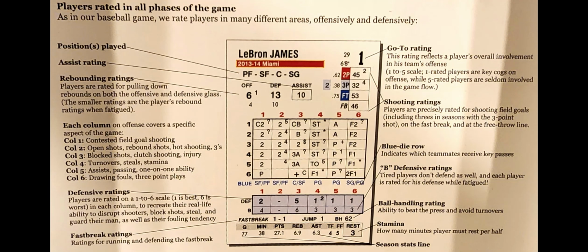So there's a go-to rating, obviously, at the top. You got your grid. Each one of the columns of the grid talks about contested field goal shooting, open shots, rebound shots, hot shooting, three-point shots, column three, block shots, column four, turnovers and steals, column five, assists, passing, column six, drawing fouls. So it's a unique formula that Replay uses to get these results, and hopefully they'll be reasonably accurate when I get into a gameplay.